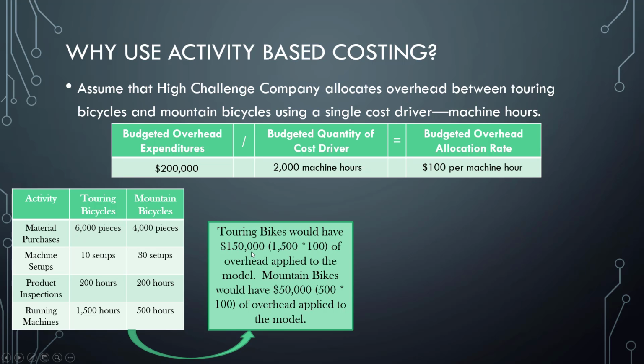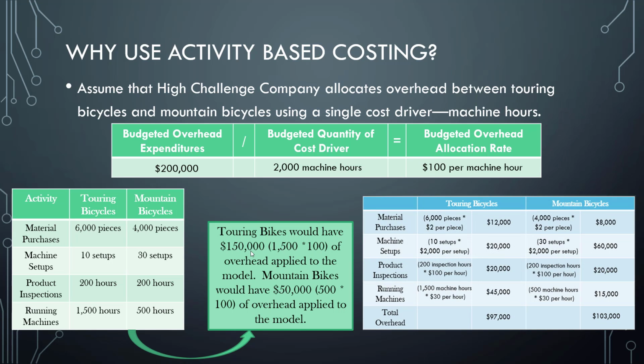Using this simple system, the touring bikes look way more expensive than they did when we used the ABC system. Why would that be? Because we're only using one driver. Essentially, because the touring bikes take so many more hours to machine than the mountain bikes do, they're going to have more costs allocated to them. Well, what is our most expensive activity in terms of driver rate? It's setups. And the mountain bike takes way more setups than the touring bike. So using this simple system is basically causing the touring bike to absorb the cost of setups for the mountain bike because it uses more of the driver.